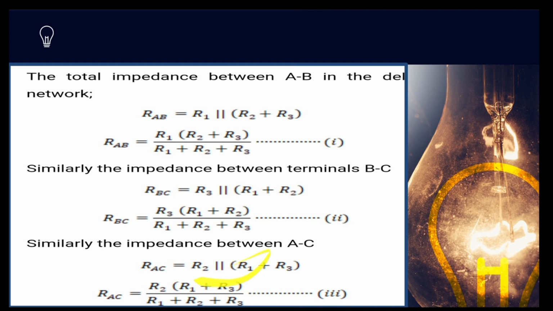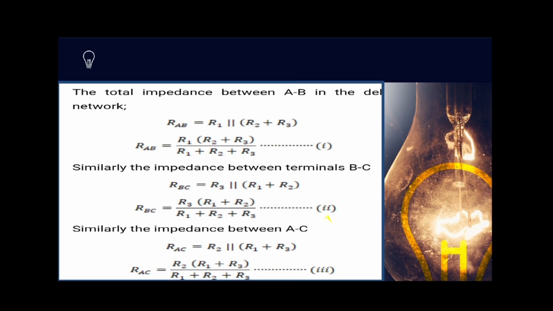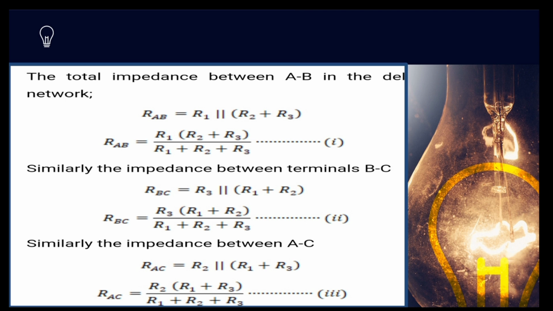RAC is R2 in parallel with R1 plus R3. Therefore, RAC is equal to R2 into R1 plus R3 divided by R1 plus R2 plus R3. Let us name this first equation as equation 1, this is equation 2, and this is equation 3. We got the three equations for RAB, RBC, RAC for the delta network.